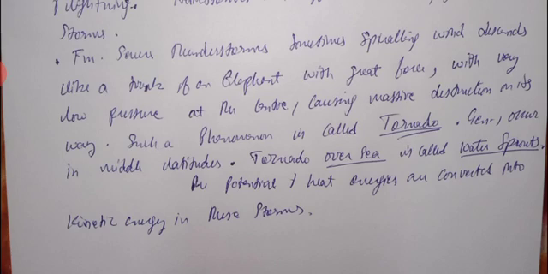Tornadoes generally occur in the middle latitudes, not at all times, but generally. A tornado over the sea is called a waterspout. So what are waterspouts? Waterspouts are tornadoes which occur over the sea or ocean.